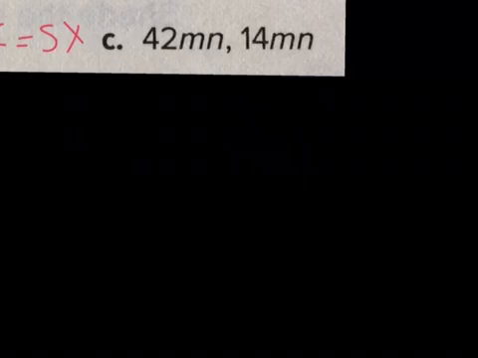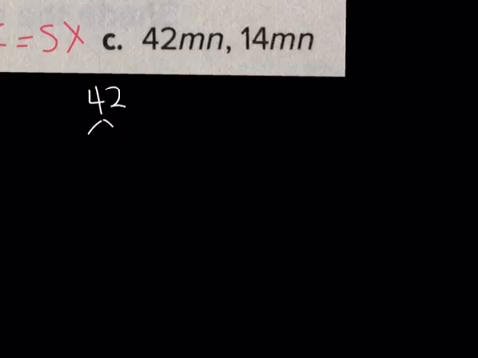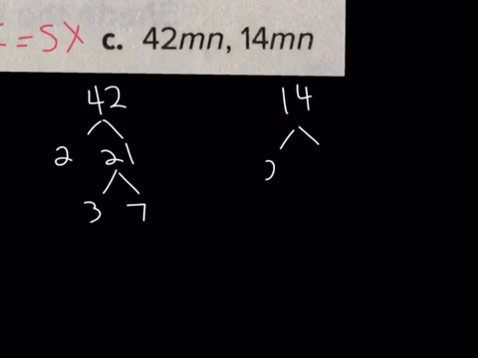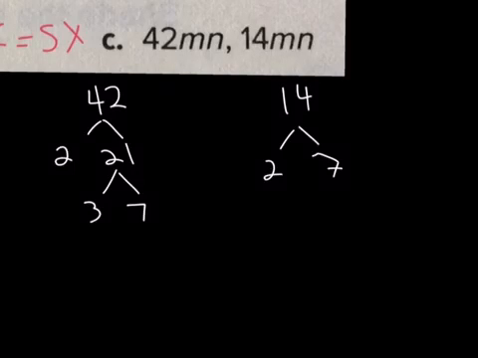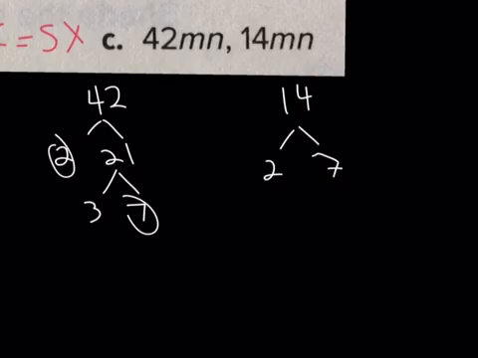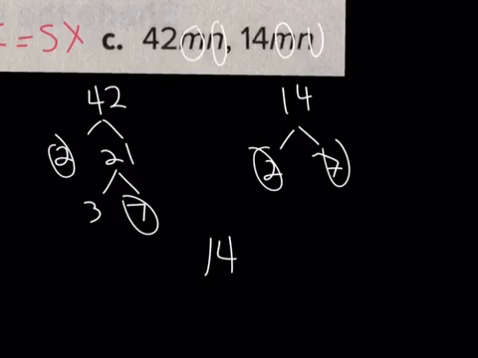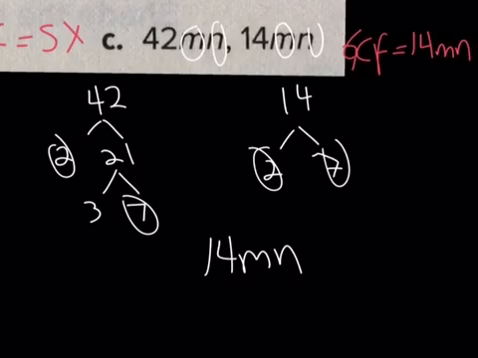And again, 42, I have 2 and 21, 3 and 7. And that's it. Those are my prime numbers. 14, I have 2 and 7, right? So I have a 2 and a 7, and I have a 2 and a 7. So all I have is just 14 so far, and they both have m and n. So the GCF is 14mn. And there you have it.